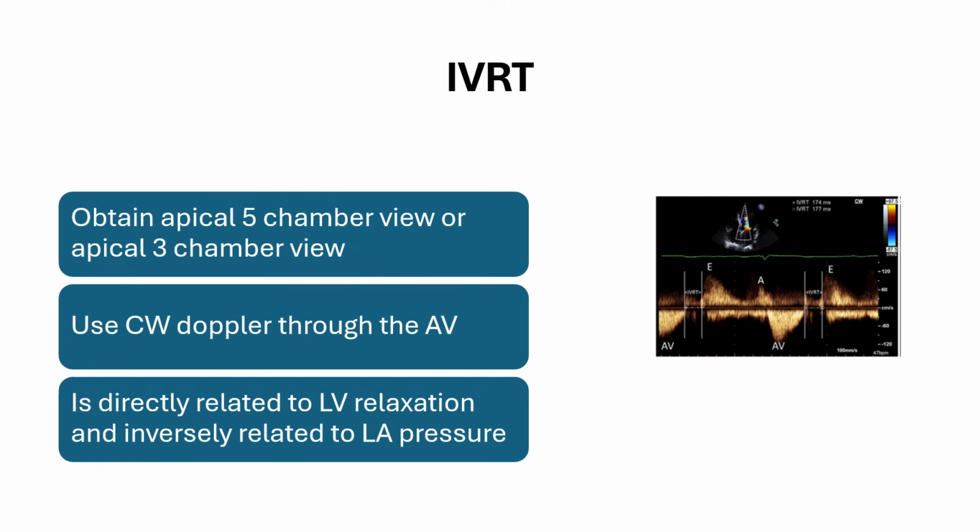Next, we discuss the isovolumic relaxation time, or IVRT, as a measurement of diastolic dysfunction. In order to obtain these measurements, you first get apical 5-chamber view or apical 3-chamber view. You utilize continuous wave Doppler through the aortic valve. And here on the right part of the screen, you see a typical spectral Doppler profile. IVRT happens in the time interval between the aortic valve closure or immediately after ejection and mitral valve opening or just immediately before E wave.